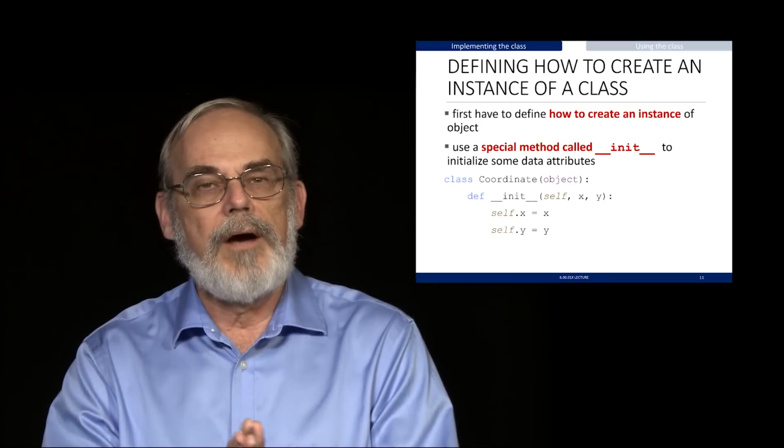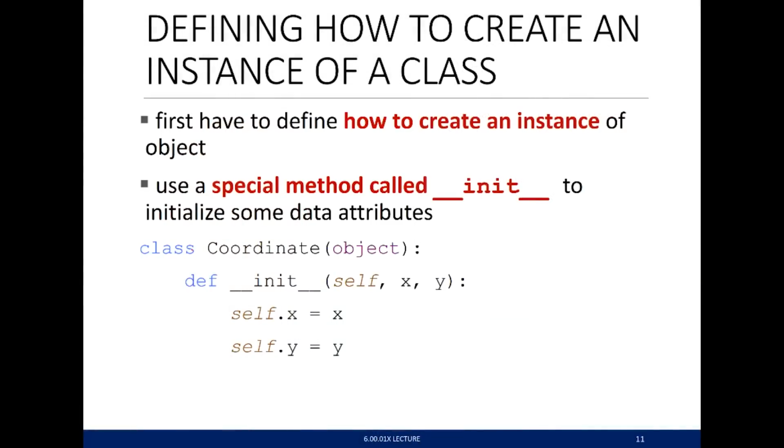Okay, so how do I do that? Well, first thing I've got to do is define how I actually create instances of this object. And for that, we use a special method called init. And in fact, it's written a very special way. It has got two underscores, the word init, and then two underscores. We're always going to do it that way. It's a special method. And this special method is going to create an instance when I actually use coordinate as a call. Now, what's inside of init?